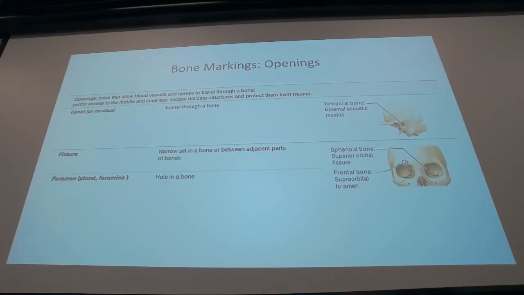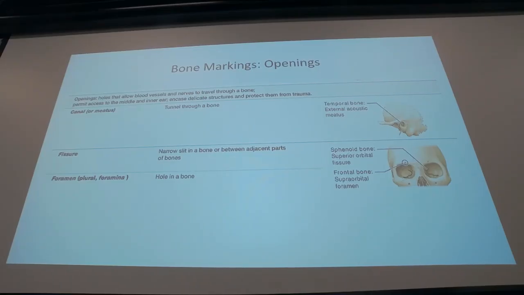Besides allowing the passage of blood vessels and nerves, they can also allow the passage of waves, like in the case of the sound wave that goes through this external acoustic meatus. This is the lateral view of a bone that we call temporal, that we have in here.